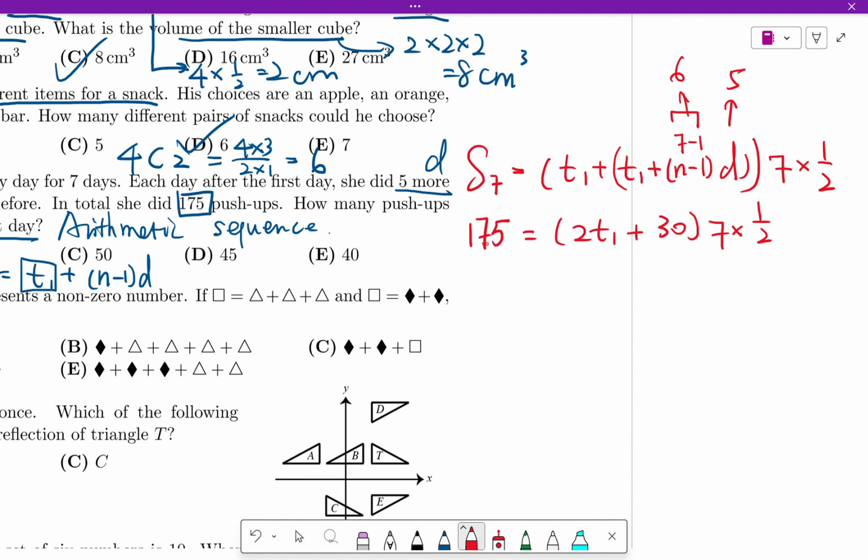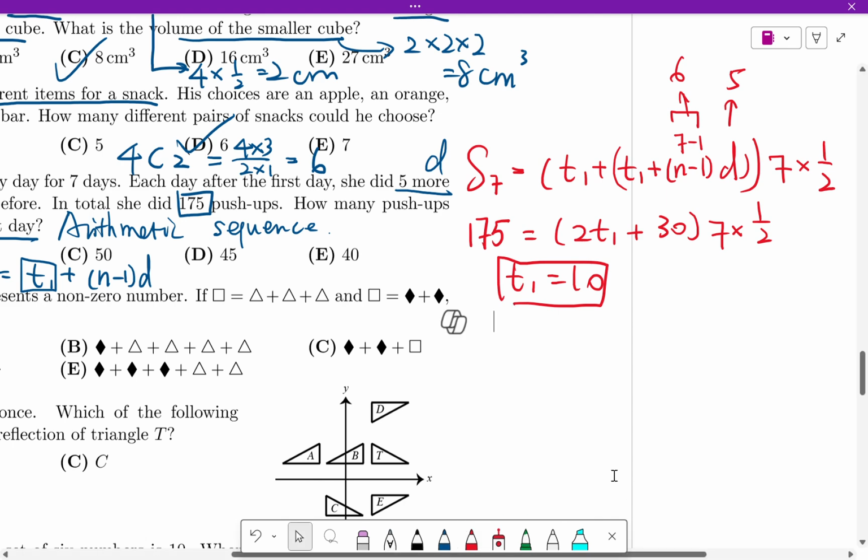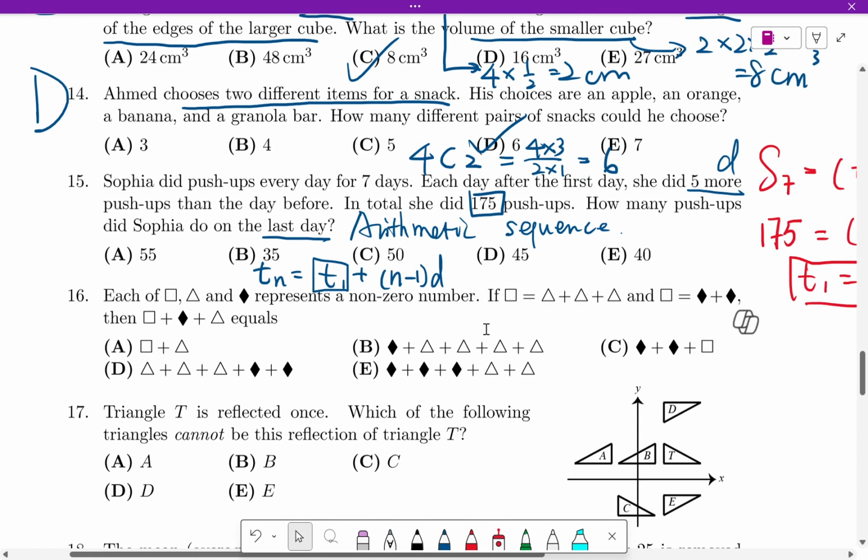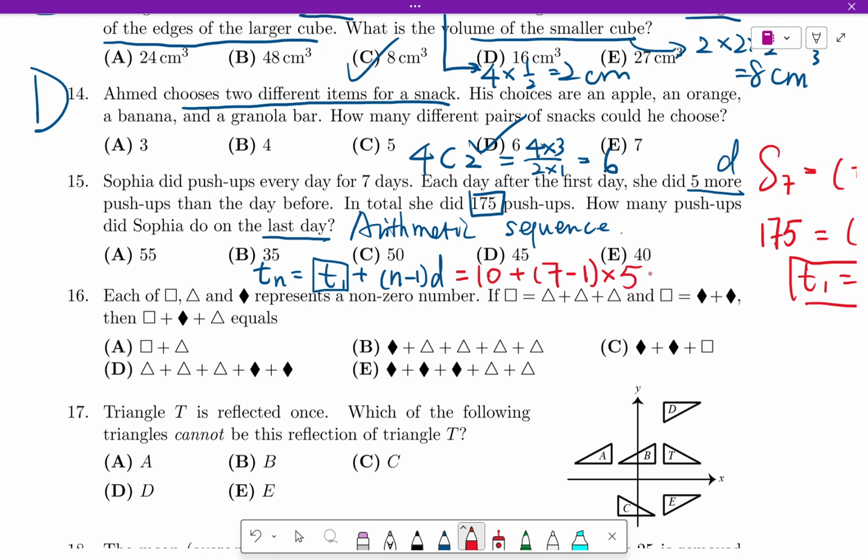So if we solve this equation, we would have t1 is equal to 10, which means the first term of this arithmetic sequence is 10. So Sophia did 10 push-ups on the first day. If we substitute t1 back into this formula, we would have 10 plus 7 minus 1 times 5, which will give us a 40.